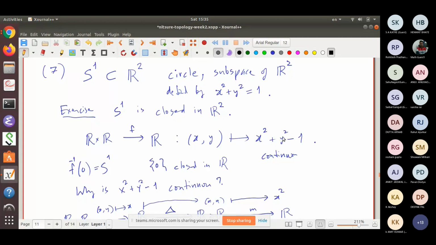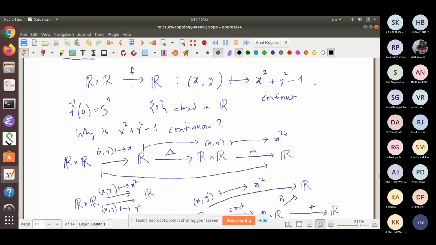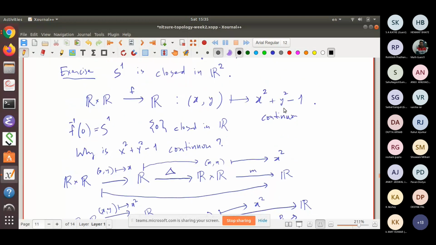Therefore, one continuous function into R, another continuous function into R, which means I got a continuous function into R2, sending (x, y) to (x squared, y squared). Now add those functions. So I get this one. Similarly, the function 1, or minus 1, is continuous, 1 is continuous, minus is continuous.